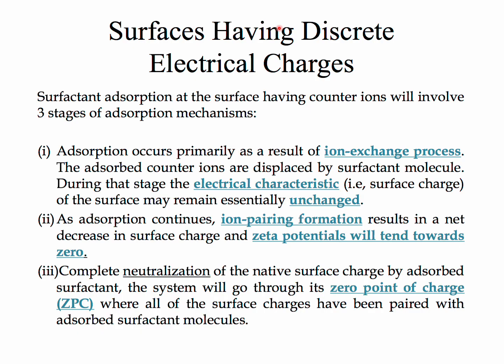And then in the final stage, which is the third stage, we reach complete neutralization of the surface charge. Here, the adsorbed surfactant molecules fully balance the original surface charge. This condition is known as the zero point of charge or ZPC, where all surface charges are effectively neutralized. So the key to remember is that adsorption on charged surfaces is a stepwise process, starting from ion exchange, followed by ion pairing, and finally reaching complete charge neutralization.